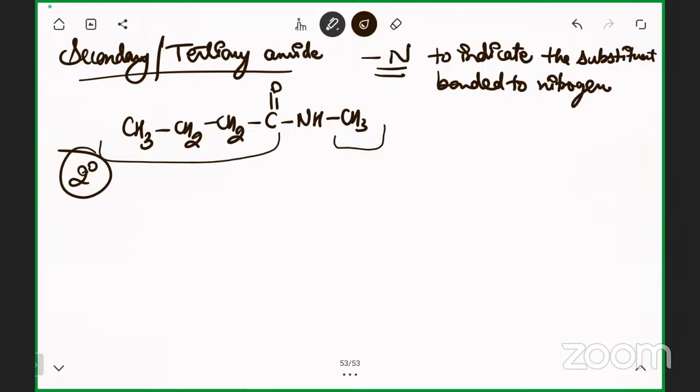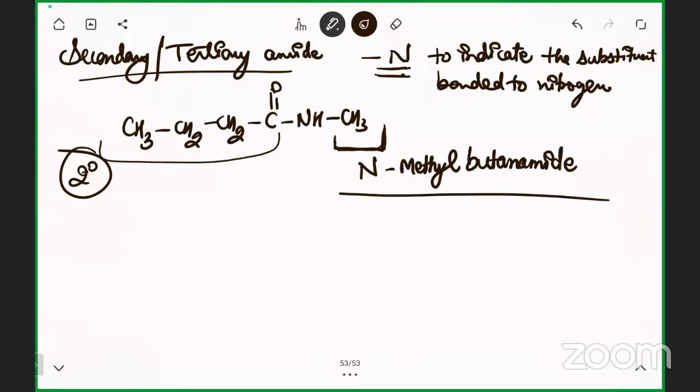In this particular case, first I'll write the name of this substituent. And before the naming, I have to add N. So it will be N-methyl. N, then a dash, then methyl. How many carbons are there? Four carbons. And since we have an amide group, simply butanamide. So the name will be N-methyl butanamide.